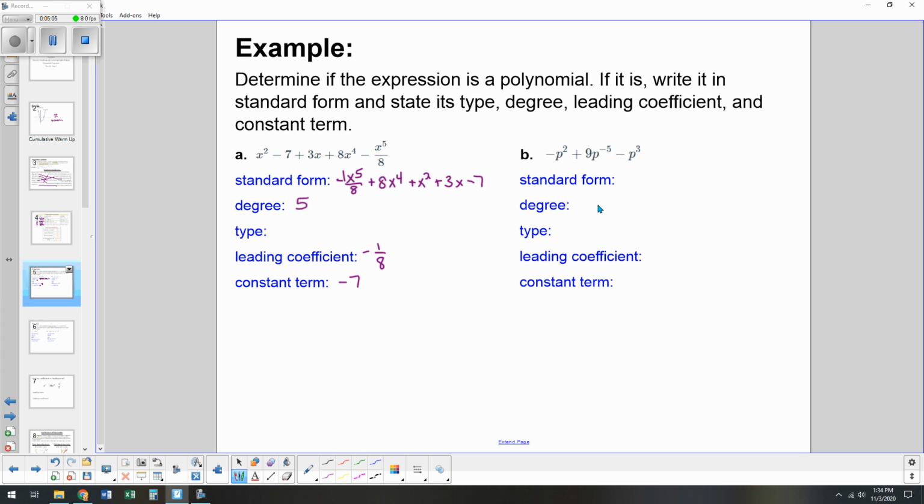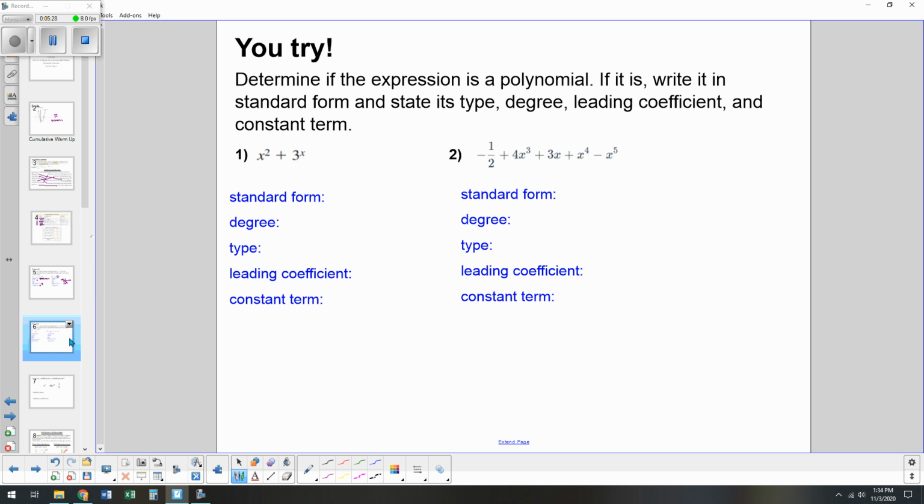When I look at b, I have a power of 2, I have a power of negative 5, and I have a power of 3. So this is not a polynomial. Oops, spelled that wrong already. Polynomial. And that was because I had p to the negative 5. You cannot have any negative exponents. So there's nothing to answer there because it's not a polynomial. So you go ahead and try these, pause, and I'm going to show the answer.